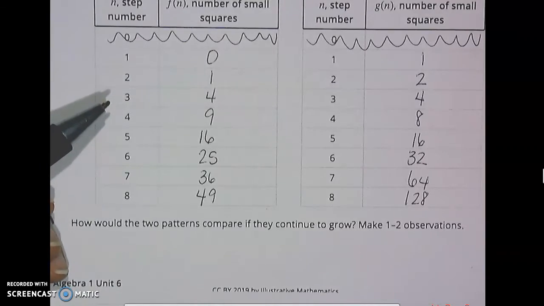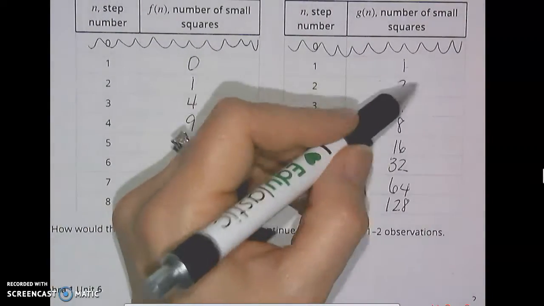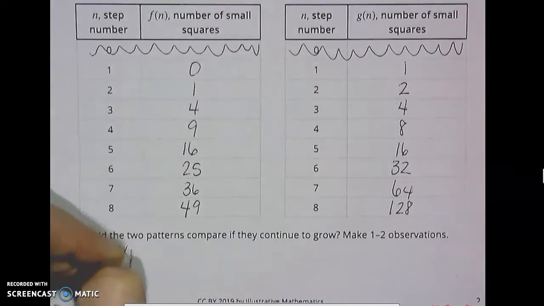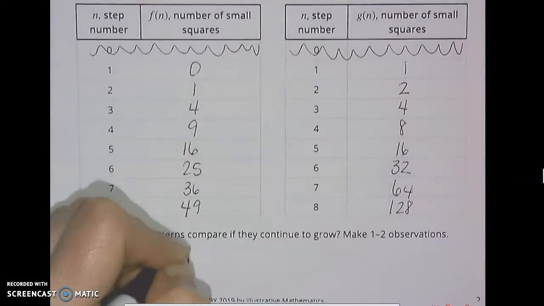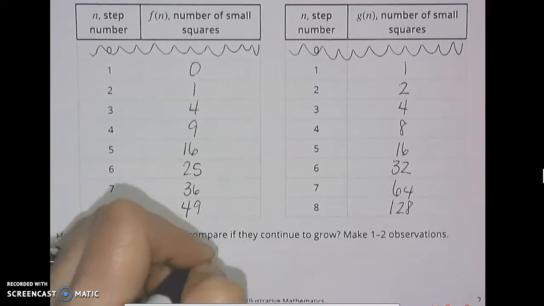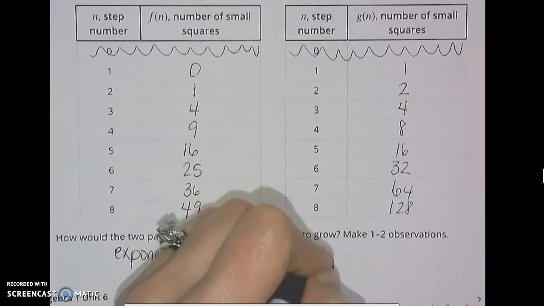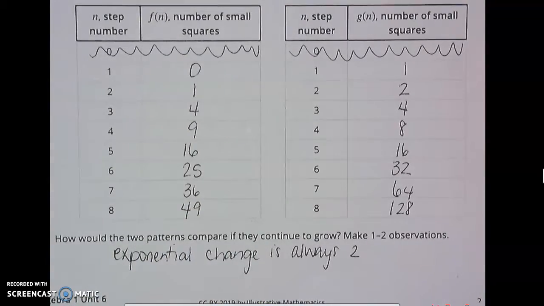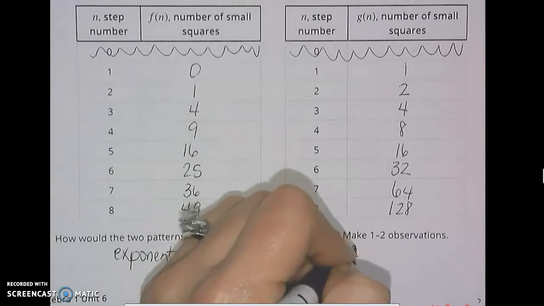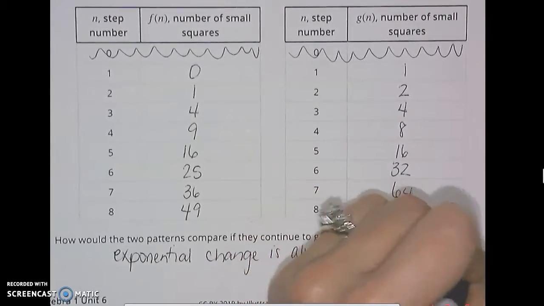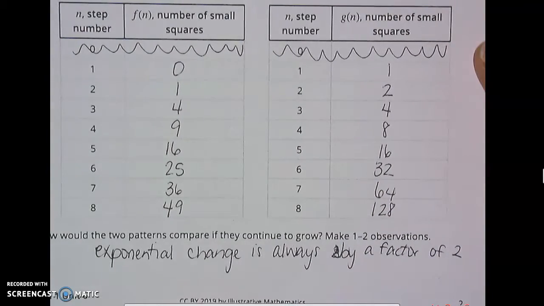But if we're looking at comparing these things, the y values, so here each time as we go down the table, the exponential change is always, I guess we'll say, by a factor of 2 every single time that you go.